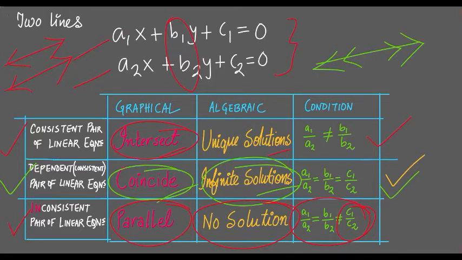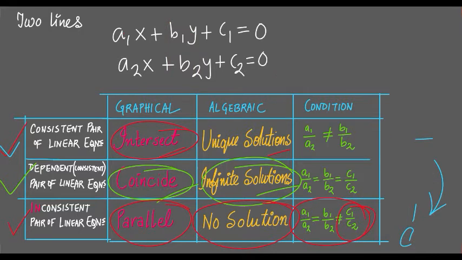Here in the conditions you must see this: always find a1 by a2 and b1 by b2 first, and if you get the result a1 by a2 is not equal to b1 by b2, then don't go to find c1 by c2. I have seen many students do that, but don't do that. It is not necessary. When it is already not equal, you can say that they are a consistent pair of linear equations, intersecting, and they have a unique solution. But only if they are equal, only then move on to find c1 by c2, and if c1 by c2 is also equal, then the middle condition is satisfied, and if it is not equal, then the lines are parallel with no solution and it will be inconsistent. So do note this table, okay? Pause it and you can note it down.